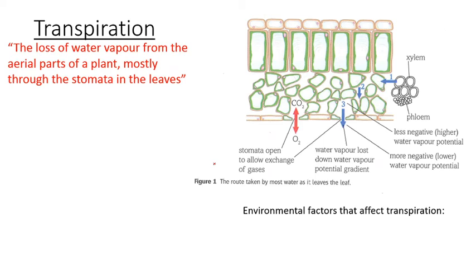So what actually is transpiration? We've got a second little red definition: the loss of water vapour from the aerial parts of a plant, mostly through the stomata in the leaves.